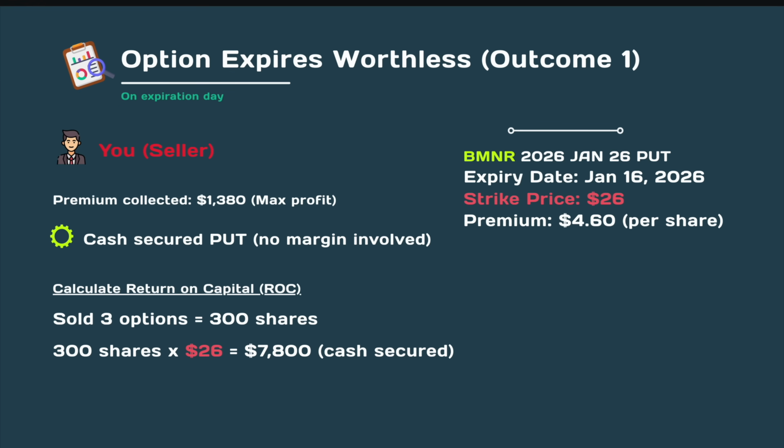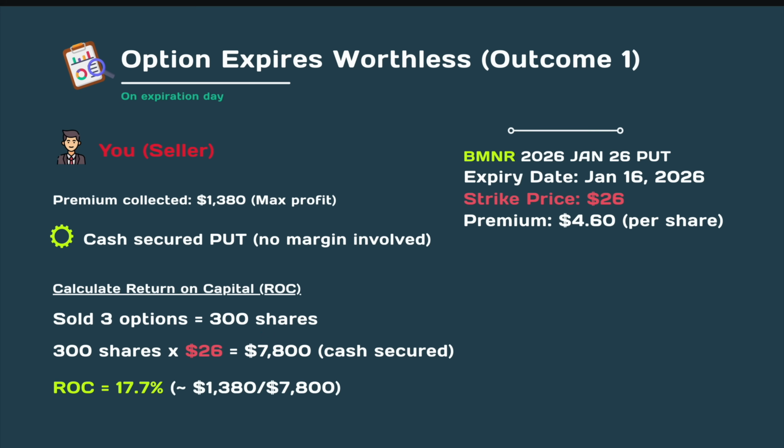So at no time between now and expiration can the broker do what's called a margin call. Remember that the strike price that you sold out is $26. So if you take $26 multiplied by 300, the cash that you're required to cover the entire position is $7,800.